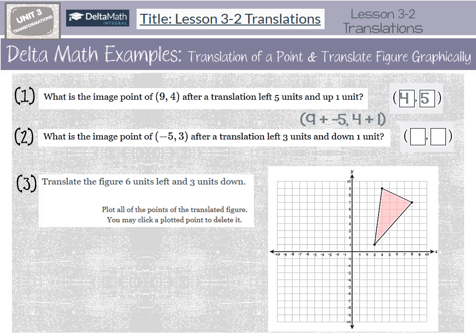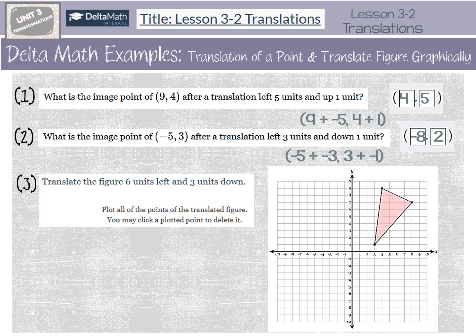Same kind of question for the next one. We want the image point of the original point, pre-image, (-5, 3). Translation is 3 units left and 1 down. So subtract 3 from the x, subtract 1 from the y, and that's at (-8, 2).